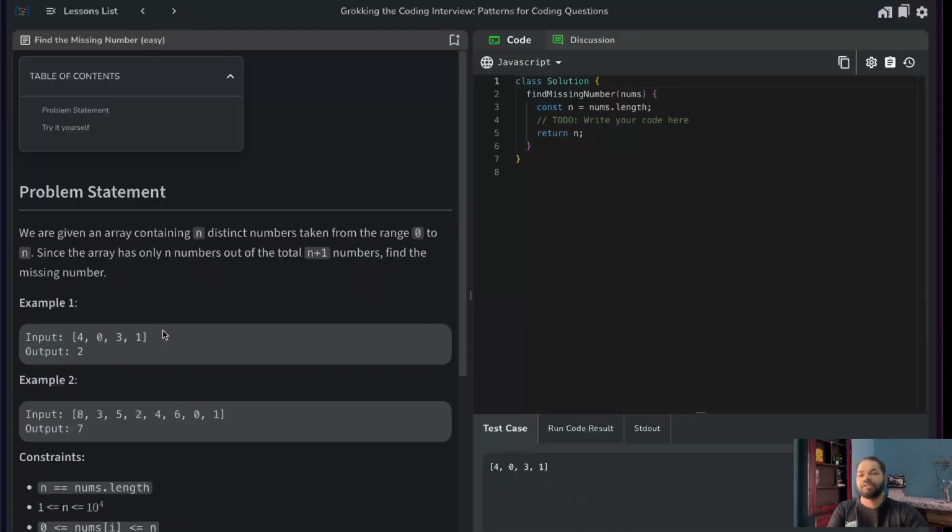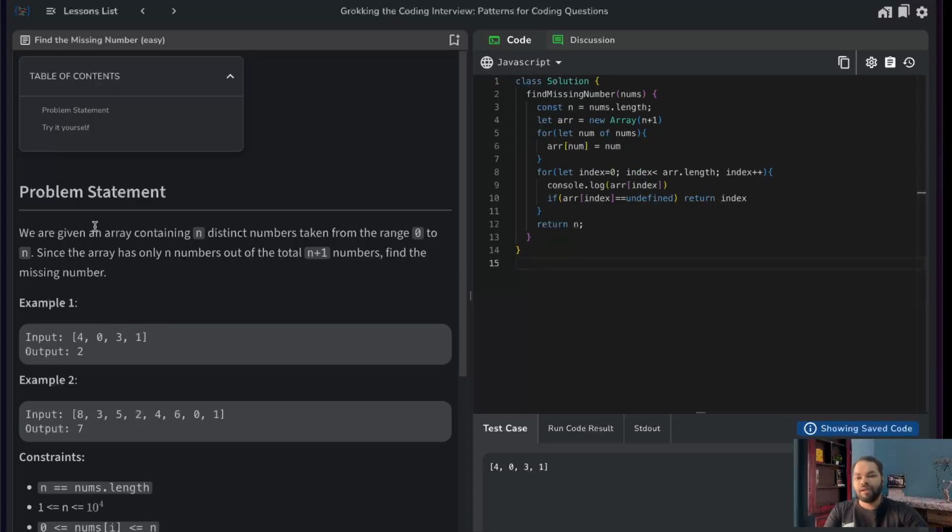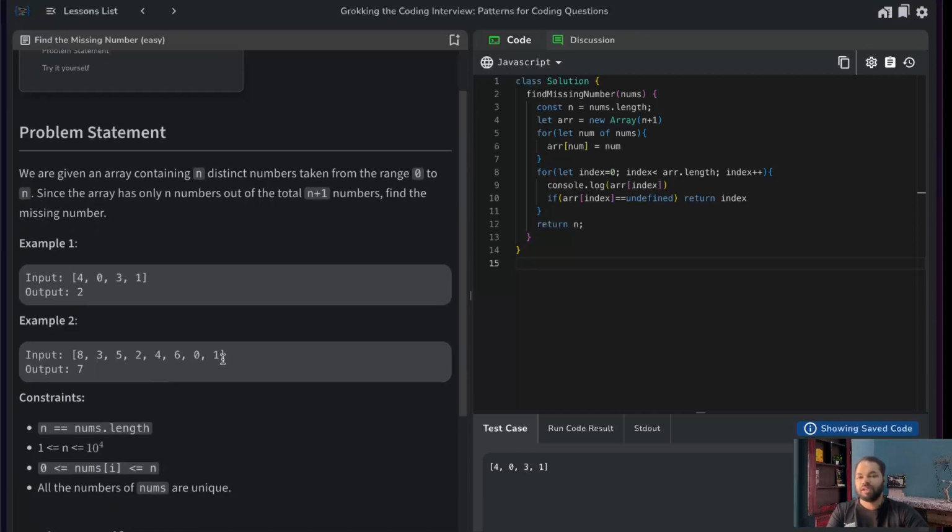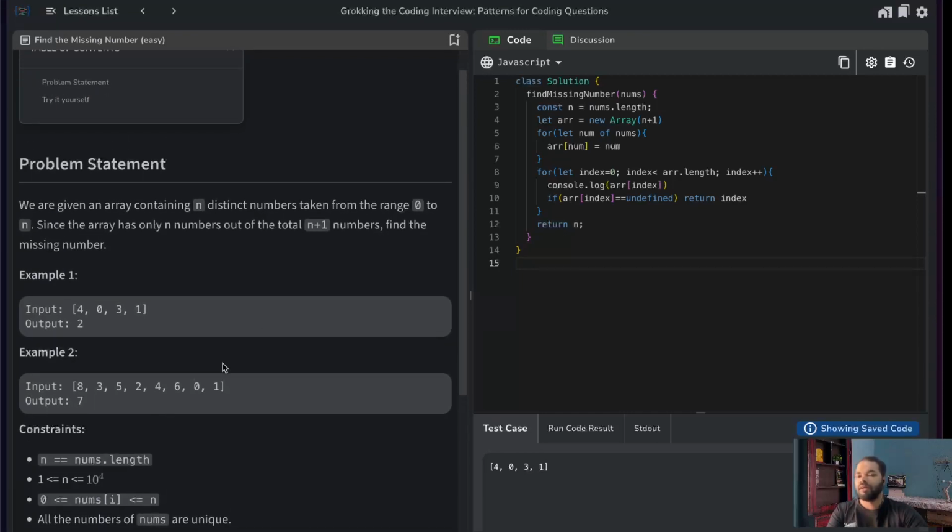Next question. We are given an array containing n distinct numbers taken from the range 0 to n. Since the array has only n numbers, but the total is n plus 1 numbers, find the missing number. Oh, the same question we were thinking about. Find the missing number. What we can do?